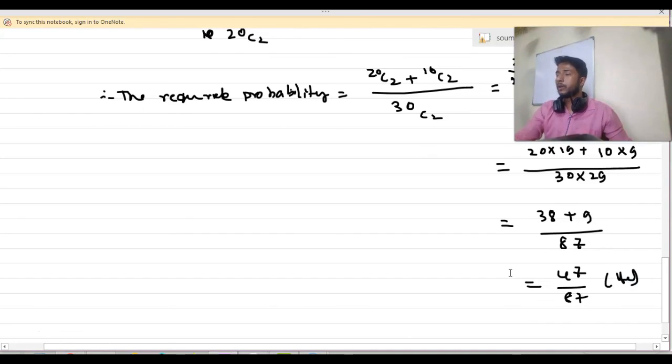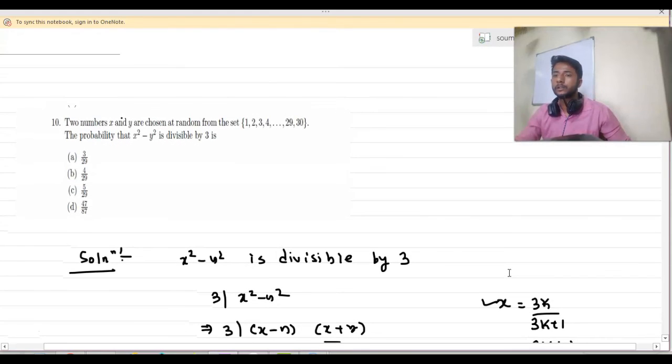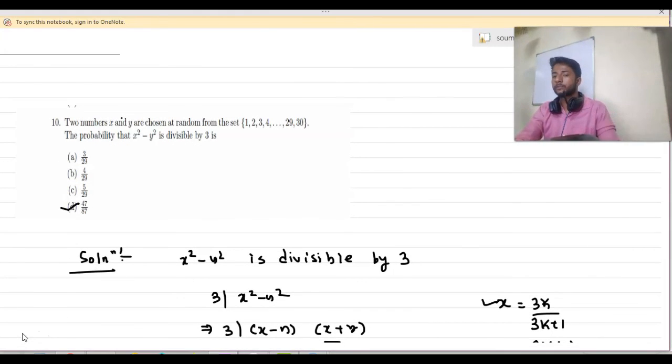This is our answer. Let us check the options. So this is our option D. So option D is our correct option.